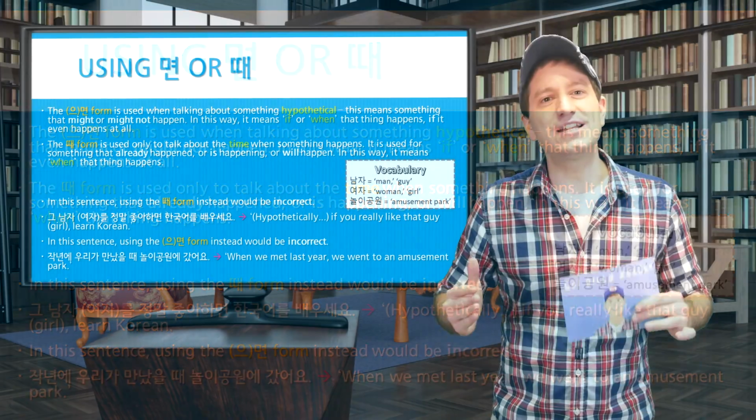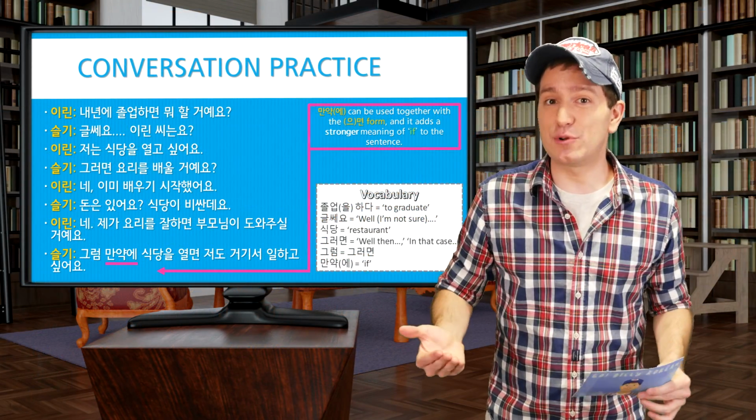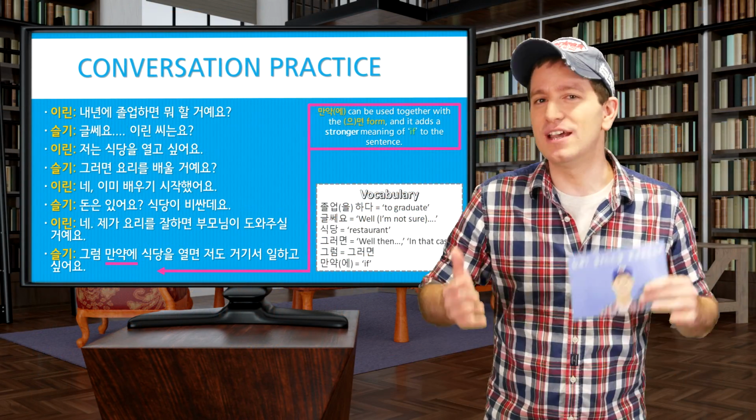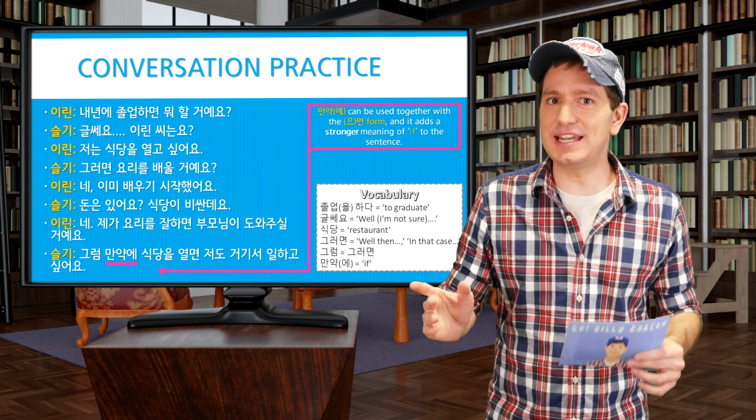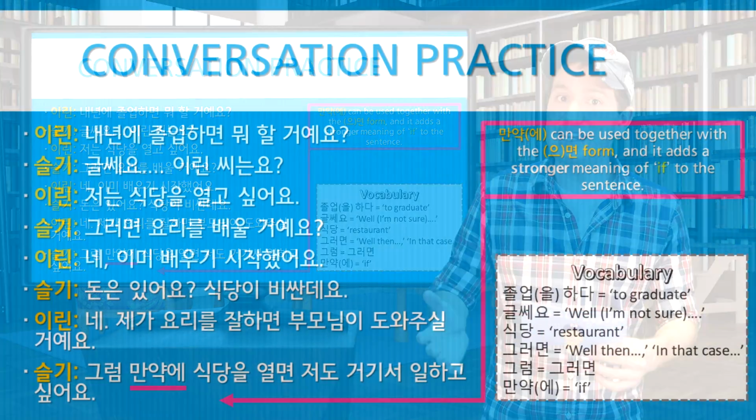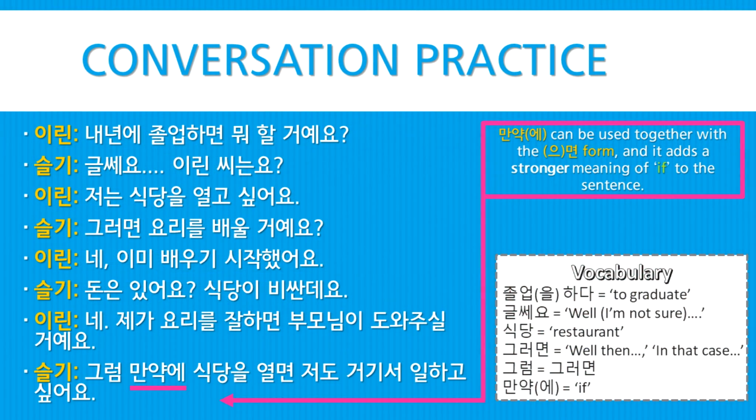Alright, before we go, let's do a quick conversation example that uses some of these concepts. So here we have two people, 이린 and Sergi. First, 이린 says, 내년에 졸업하면 뭐 할 거예요? When or if you graduate next year, what will you do? So, what will you do when you graduate next year?